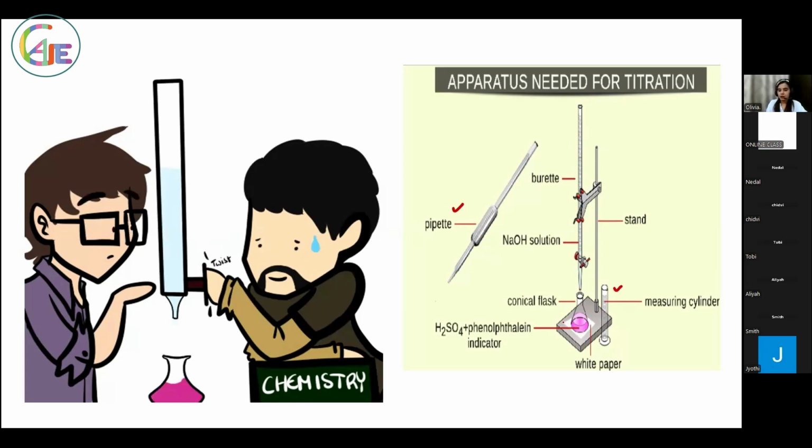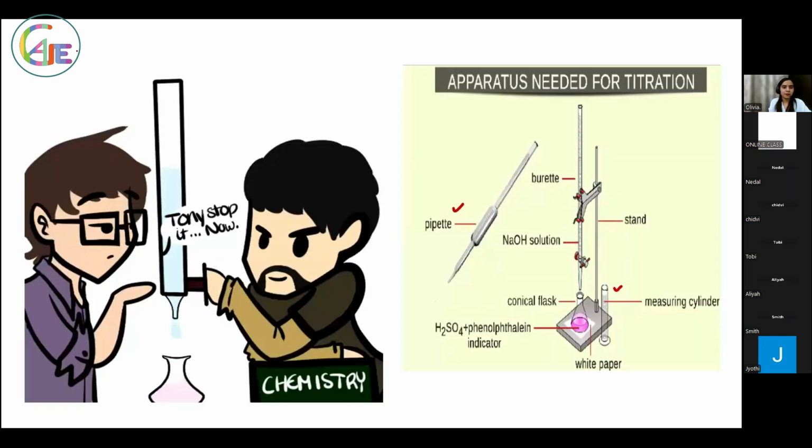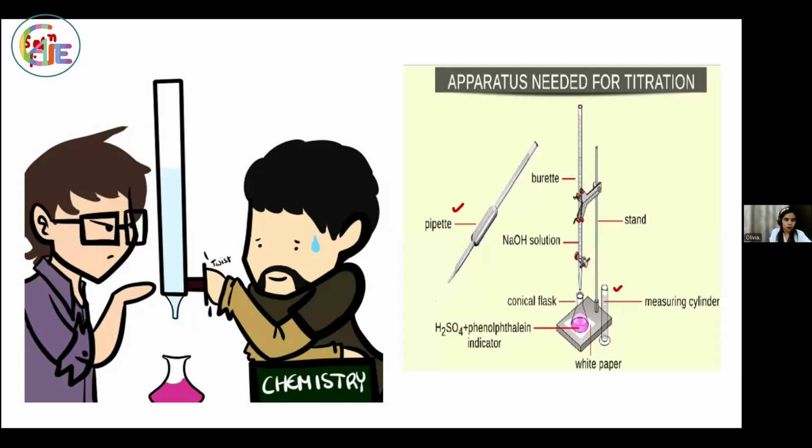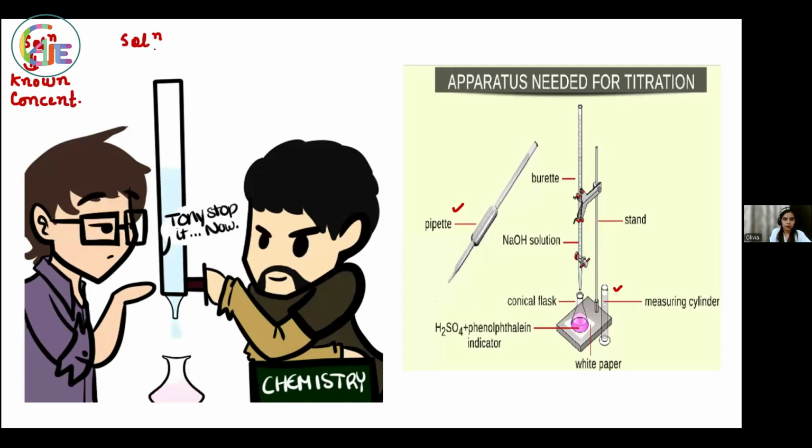What I will do is, let's come up with a blank slide. I'll introduce some things here only. Whenever we are going to perform the process of titration, we need two things. I mean, we need many things, but the basic two things are one, a solution of known concentration, right? And a solution of unknown concentration.